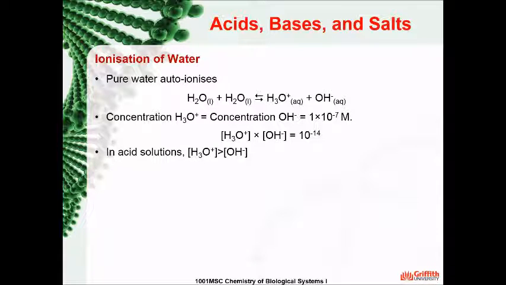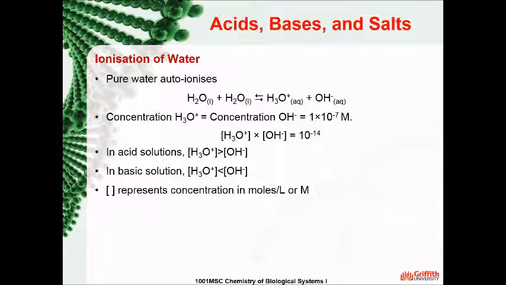In acidic solutions, the H3O+ concentration is greater than the OH- concentration. And in basic solutions, the inverse is true. However, it is important to note that when the concentration of one ion decreases, the other will increase, and the product of the concentrations of the two ions remains the same at 10 to the minus 14.